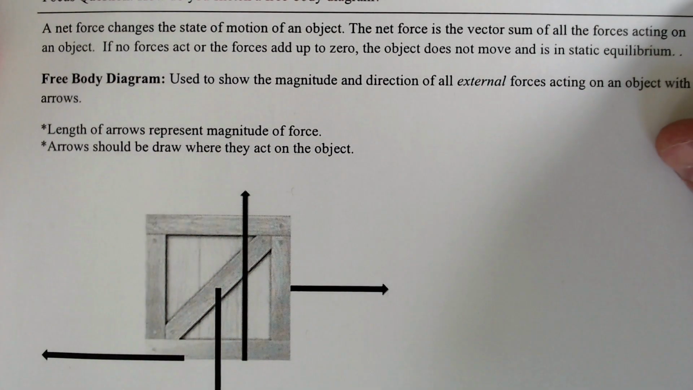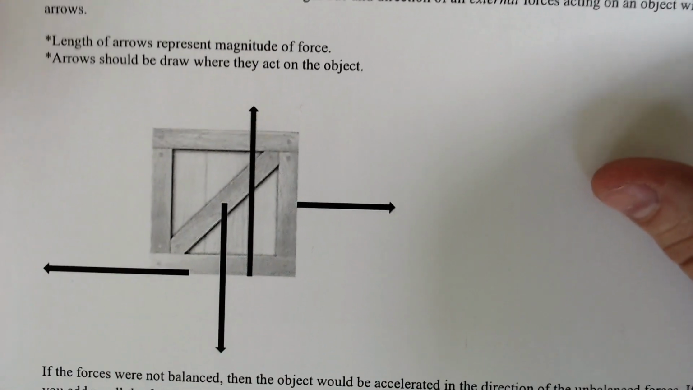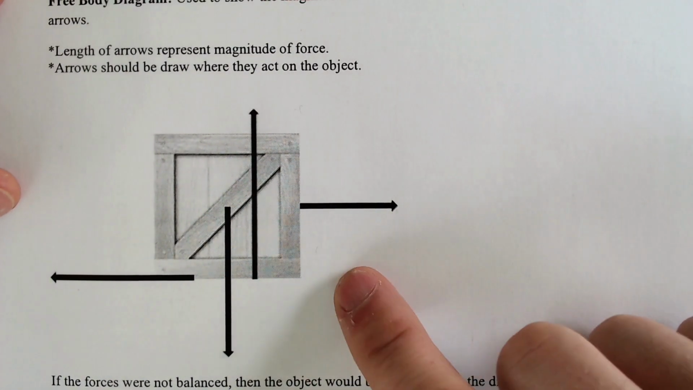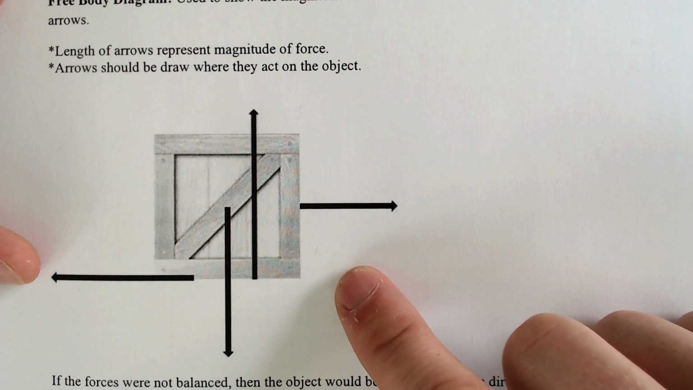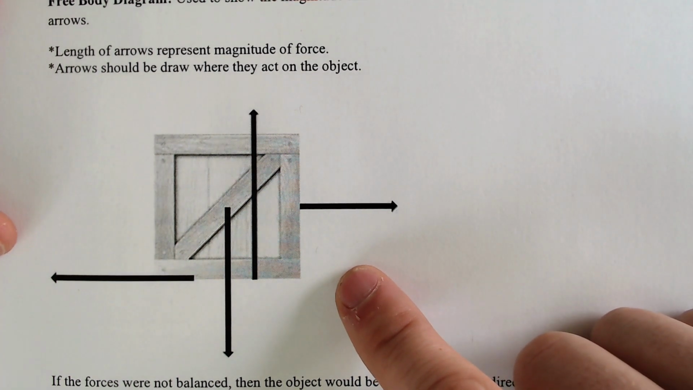Today we're going to be doing free body diagrams in AP Physics 1. A free body diagram is used to represent what is happening with all of the forces. Right here we have a box, and this box is probably being pushed or pulled or something like that.